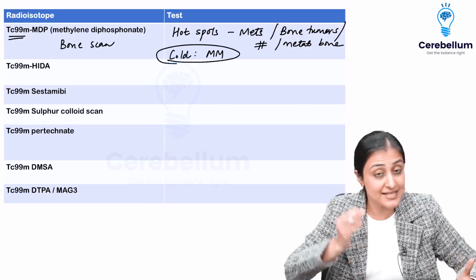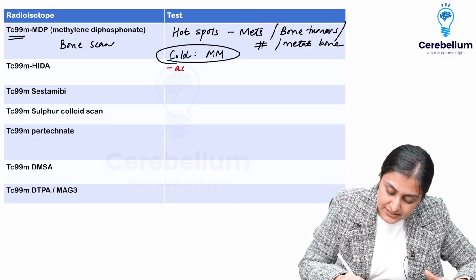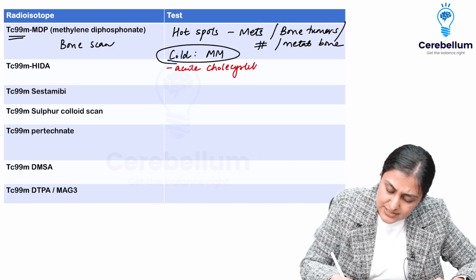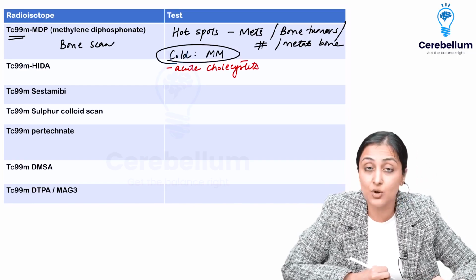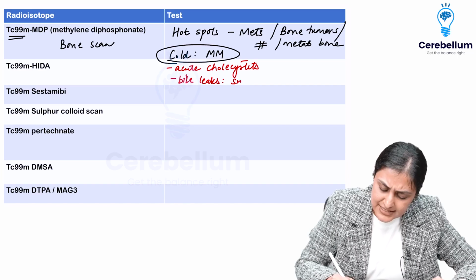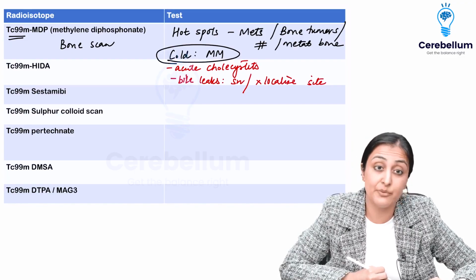HIDA, I already said, is for the biliary system. One, we had addressed how it has high accuracy in acute cholecystitis, where you will not see the gallbladder. Second application is in bile leaks, where it is very sensitive, but it does not tell you the site. It can't localize the site or the type of the bile leak.